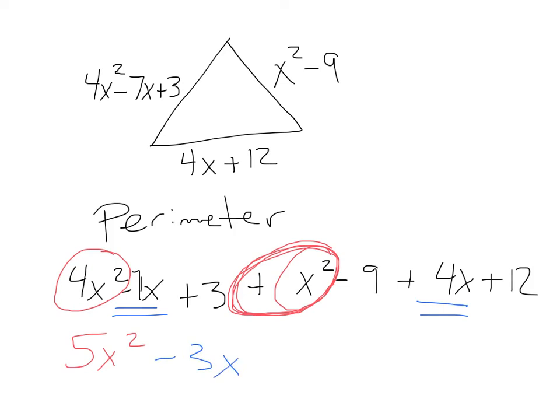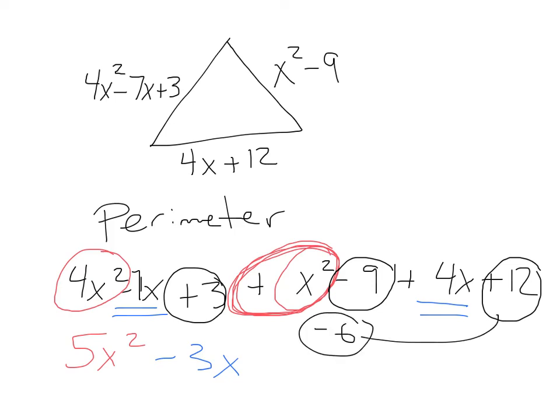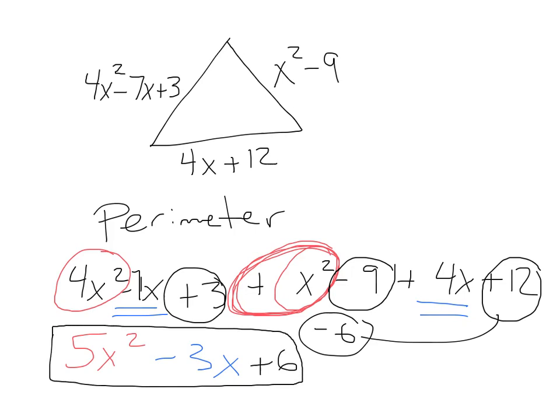And then you have the numbers that have been left out. 3 and negative 9 and 12. Well, 3 and negative 9 is negative 6, with 12 is positive 6. So there you have it. The expression, the polynomial, that represents the perimeter of this triangle.